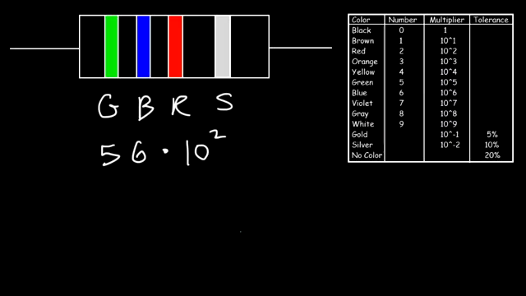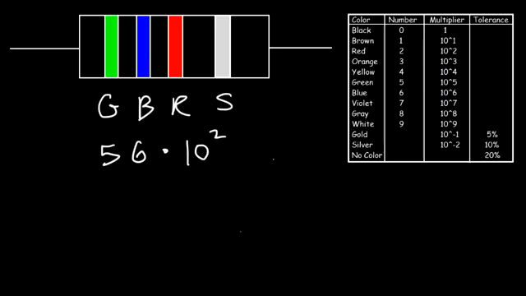So the first color is green, the second is blue, the third is red, and the fourth, which is the tolerance, is silver. So the first color is associated with the first digit. Green has a number of 5. So the first digit is 5. Next we have blue, which is associated with 6. The second color is for the second digit. And then we're going to multiply. Now, the third color is for the multiplier. And since we have red, the multiplier for red is 10 squared. So we're going to multiply by 10 to the second power.